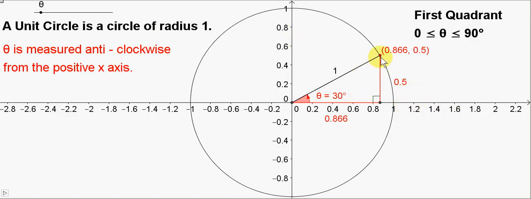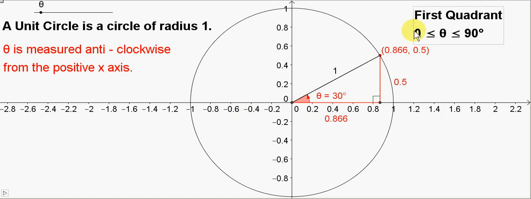We are going to be interested in the coordinates of a point on the unit circle. We will relate the coordinates of a point on the unit circle to angle theta. Theta is measured anti-clockwise from the positive x-axis. So here's the positive x-axis. So we're measuring in this direction from it.